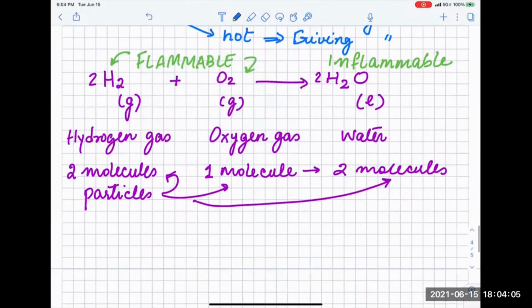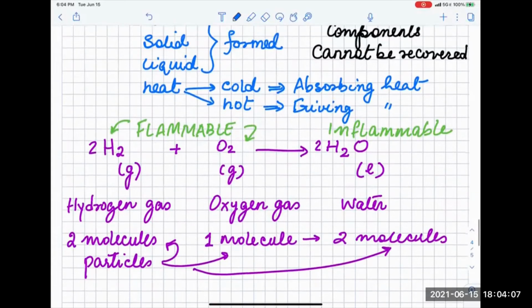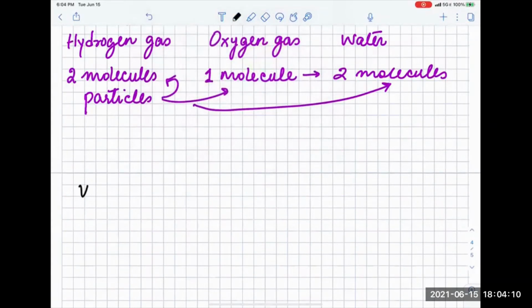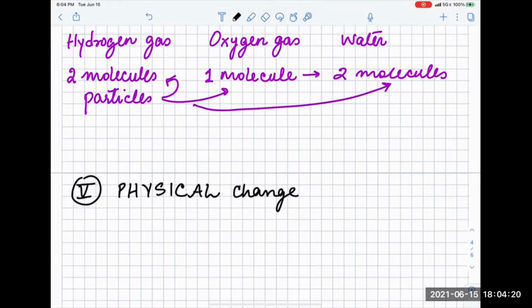Now let's look at the physical change. Physical change is temporary change. You can recover the initial components. So physical change is temporary, and your initial components can be recovered.